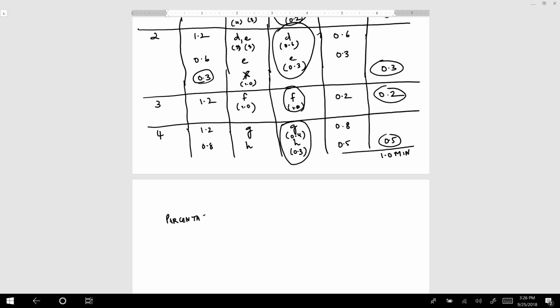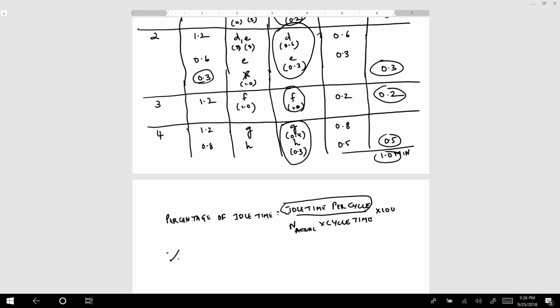The percentage of idle time is idle time per cycle divided by n actual multiplied by cycle time multiplied by 100. Idle time per cycle is 1 minute. So this is 1 minute divided by n actual. I have 4 workstations I am using, and each workstation is taking 1.2 minutes. So this is 1 divided by 4 times 1.2, multiplied by 100. If you calculate this, you will get 20.83%.